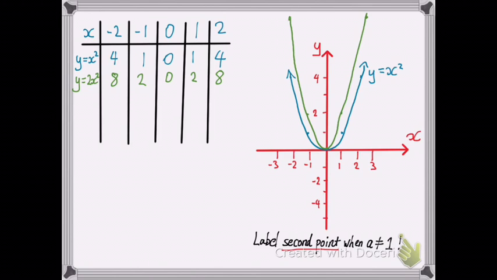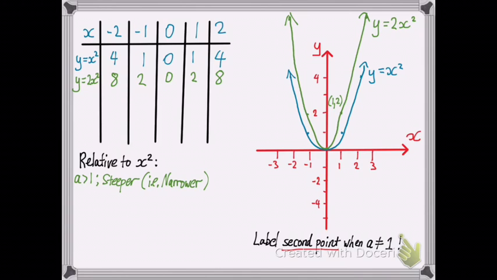So you can grab any point you want, but more often than not, we prefer to sub in x equals 1. So when you sub 1 into y is equal to 2x squared, you just get 2. So that means our coordinate here, or our second point, will be (1, 2). Okay, so comparing this to x squared, we can say that when a is greater than 1, you get a steeper or a narrower graph.